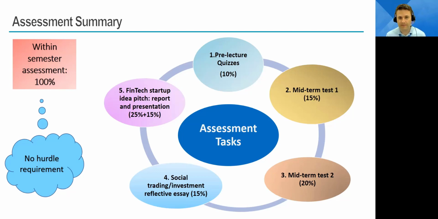The first assessment task is pre-lecture quizzes, and it carries 10%. The second one is midterm test 1 that carries 15%. And the third assessment task is midterm test 2 that carries 20%. Then we have the social trading investment reflective essay that carries 15%. So all of these so far are individual assessment tasks. And the last assessment task, which is on the fintech startup idea pitch, for which you have to write a report and provide a video presentation, this will be group work. And the report itself will carry 25%, while the presentation will carry 15%.